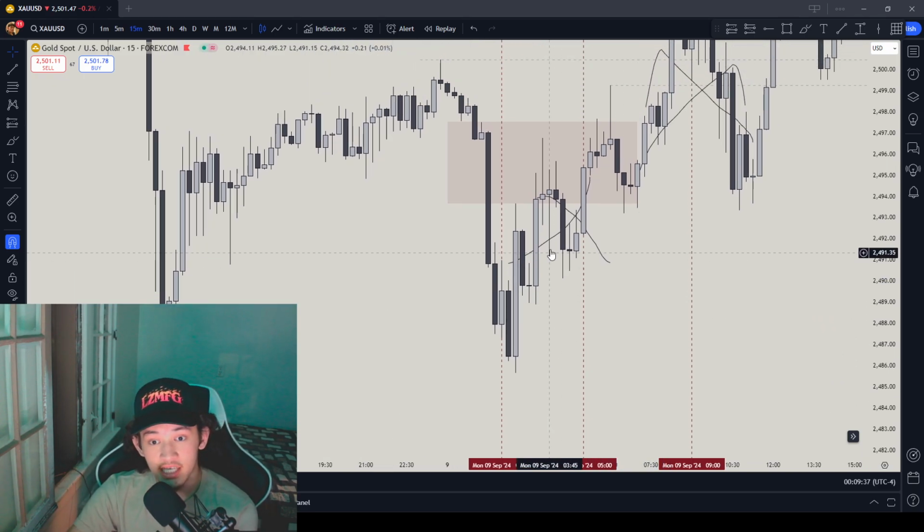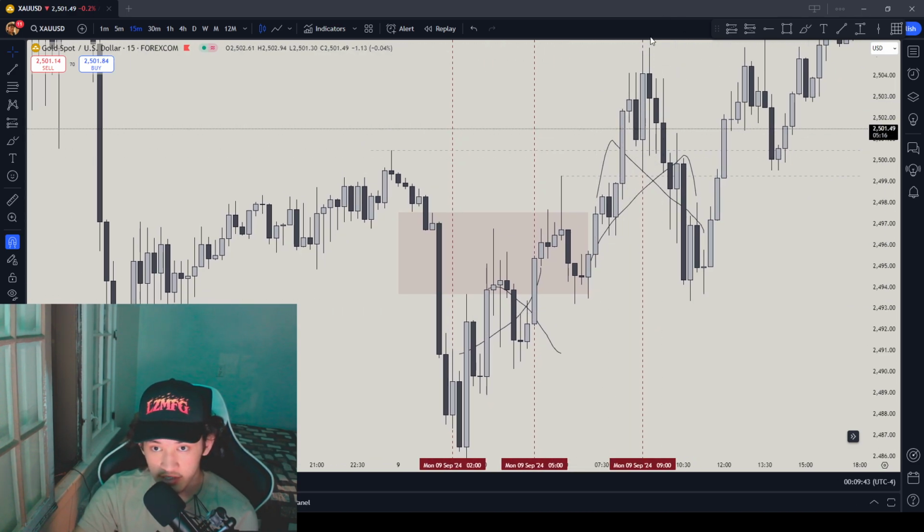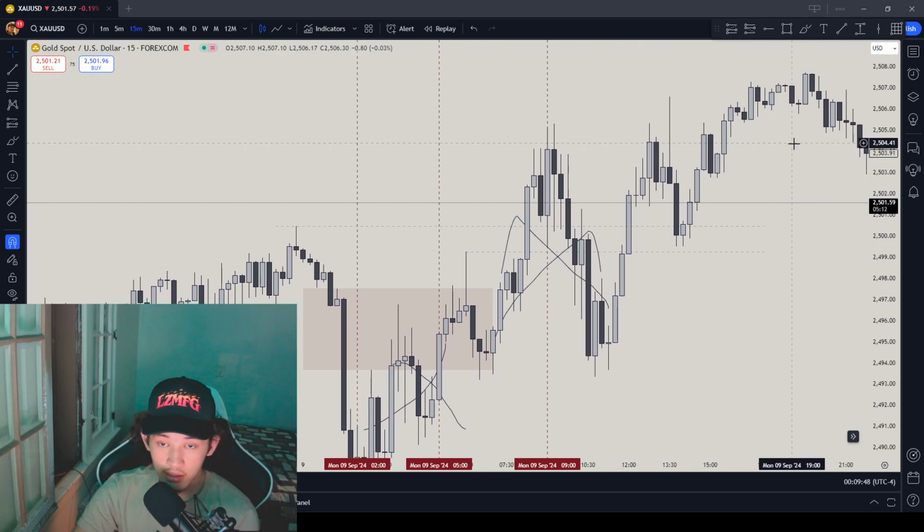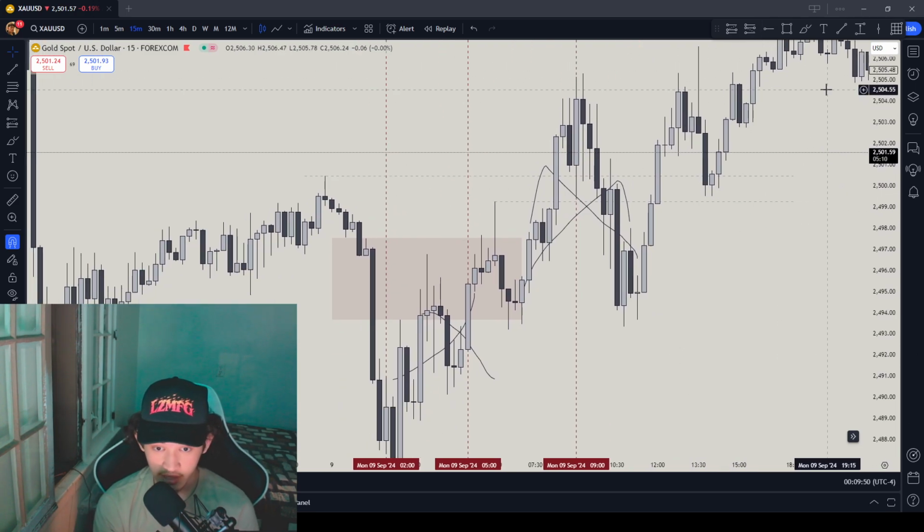There was a 15-minute fair value gap. The 15-minute fair value gap was always the case. Push it up higher. Touch this, push up higher. Eventually came back down. Eventually, guess what? Touch it, push up higher, right? Fair value gaps can tell you everything. But how can you use this fair value gap to your advantage?